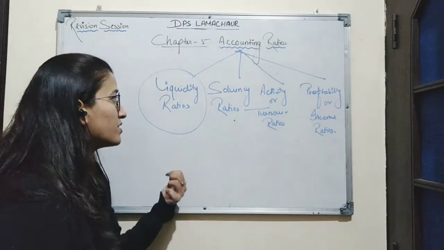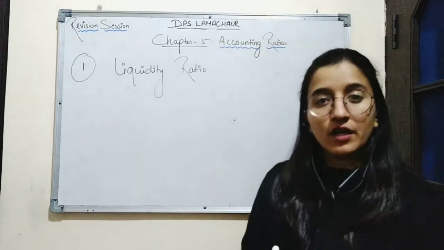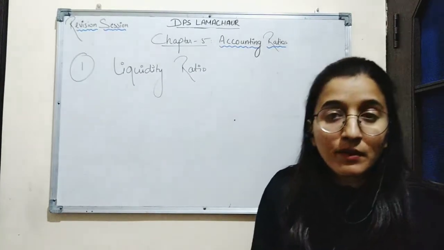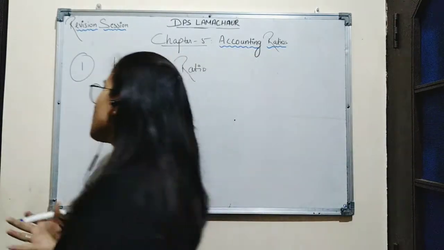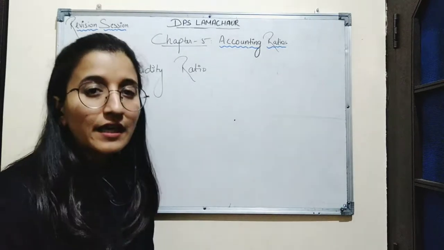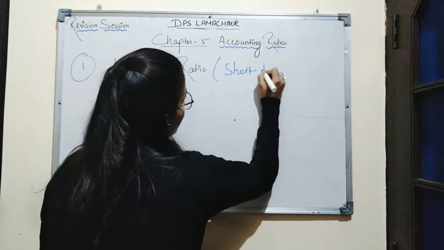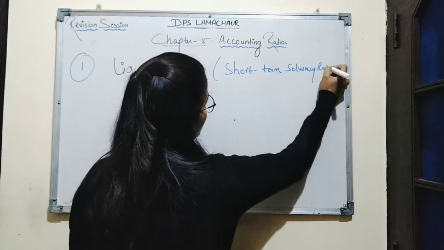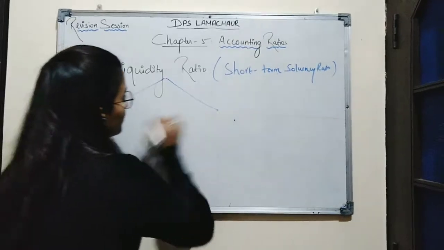So in this revision session, we'll be discussing the topic of liquidity ratios. We'll solve some practical questions based on liquidity ratios. Liquidity basically means which can be converted into cash. Liquidity ratios refers to the ability of the firm to meet its current liability. That means liquidity ratio is calculated so that we can know if the firm is able to meet its current liability or not. That is why it is also called short-term solvency ratio.